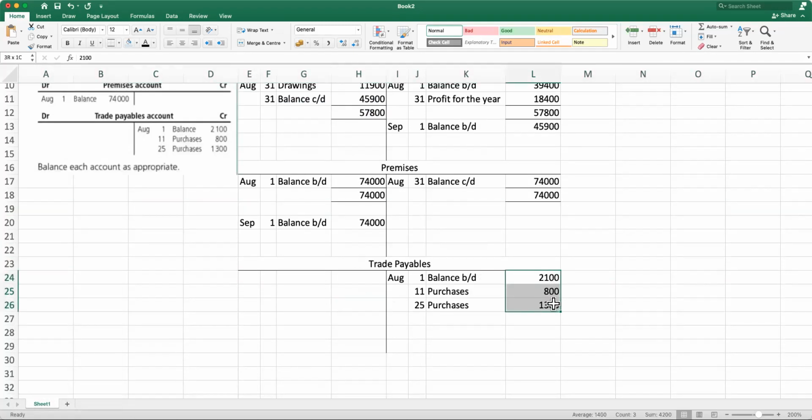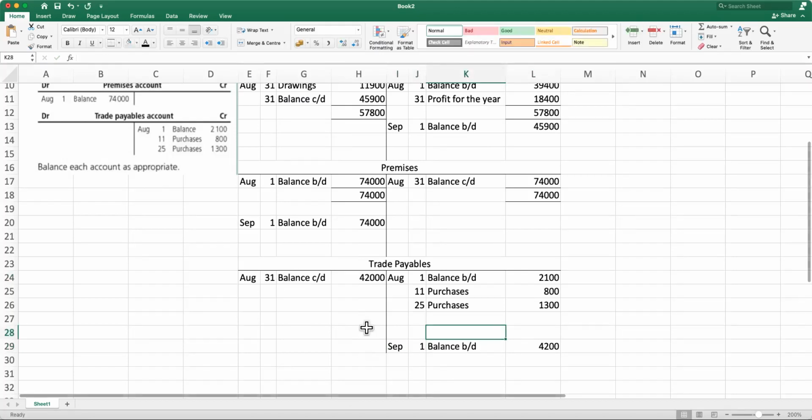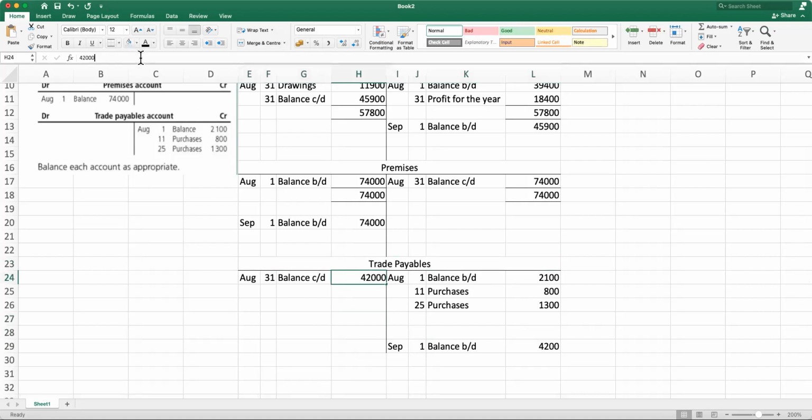Plus your trade payable, you can see it's only on one side. So just take that total as your balance brought down, 4,200. 4,200 here. Balance carried down on the last day of the month. Balance brought down on the first day of the month. And then we can have our 4,200 here as well.